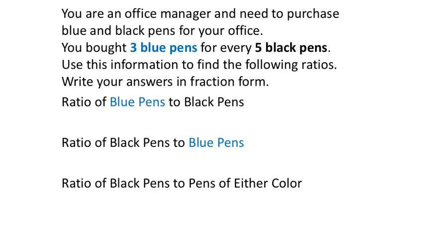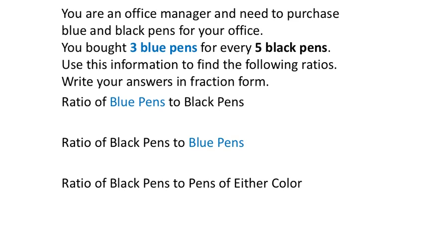All right, so let's see this one. You are an office manager and need to purchase blue and black pens for your office. You bought 3 blue pens for every 5 black pens. Use this information to find the following ratios. Write your answers in fraction form. So like we saw in that last problem, I wrote the ratio as a fraction. Now it's telling us specifically to write the ratio as a fraction.